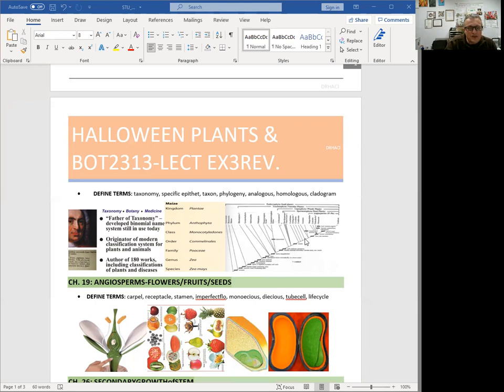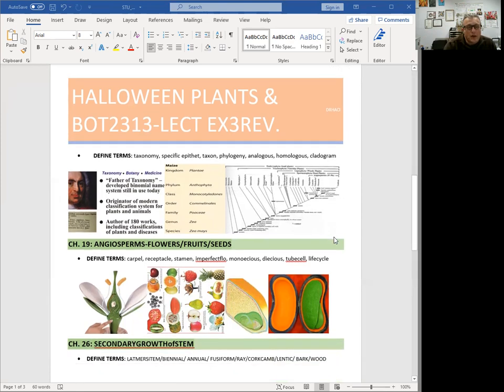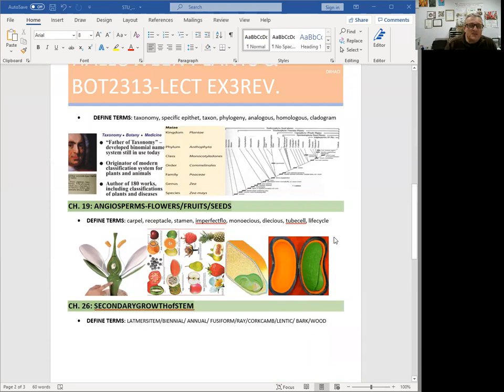So make sure that you cover this chapter and read chapter 12 from your lecture book. Chapter 19, obviously, is flowers. This is the biggest chapter in this group: flowers, fruits, and seeds. We talked about the flower model, the four major parts of the flower, SPSC: sepal, petal, stamen, carpel, and also perfect flowers, imperfect flowers, and the position of the flowers. So make sure you cover these.